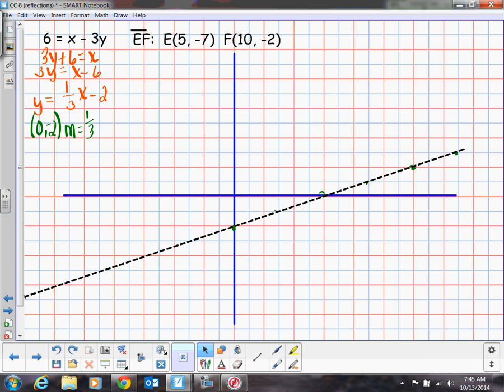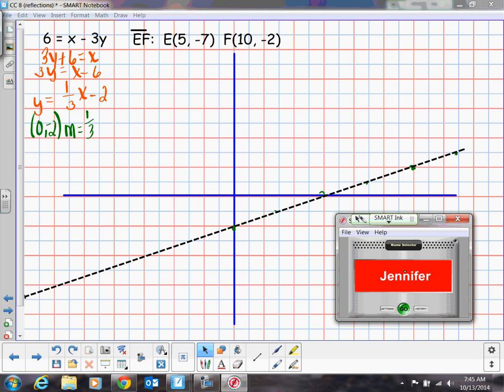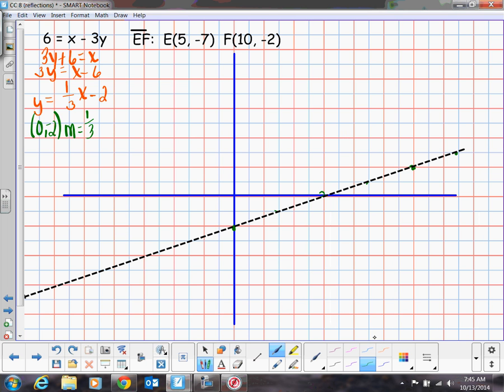Now, after I get my reflection line drawn, what's my next step? Bree? Two, 4, 5, 2, 4, 6, 7. There's E, and what else? 8, 10, down 2. All right, there's F.